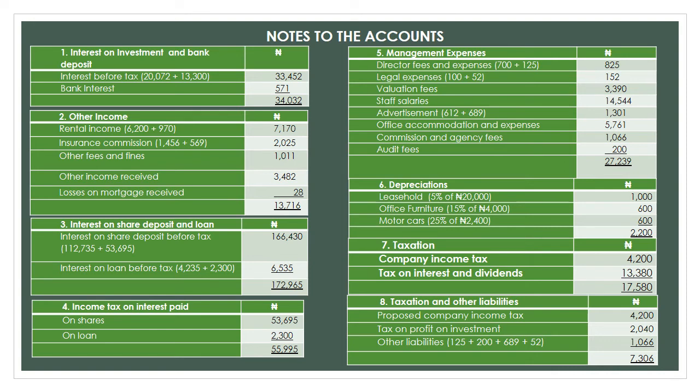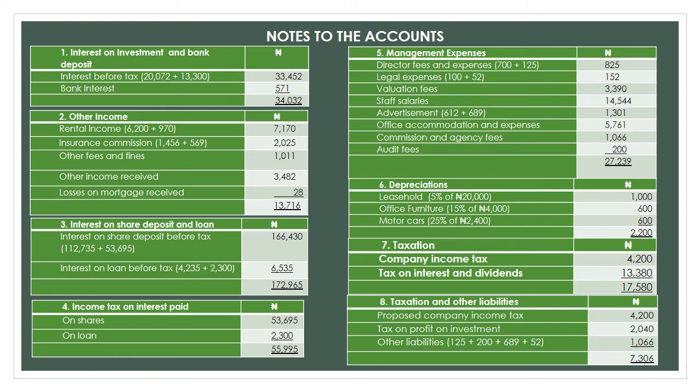So the 125 is still owing. It's going to be on the liability side of the balance sheet. So we have legal expenses from the trial balance. We have 100, while 52 is in the additional information B. So you are supposed to have paid 152 total, but you paid only 100 naira, 52 naira being owing, so it's still outstanding. It's going to be a liability to the business.